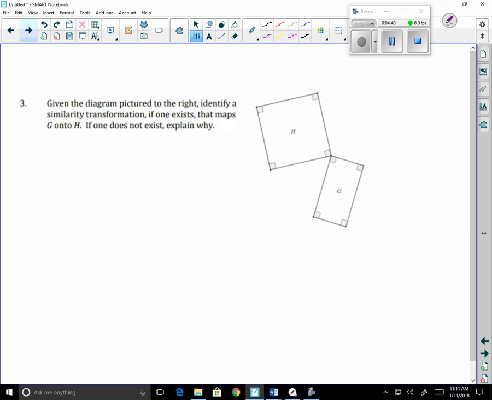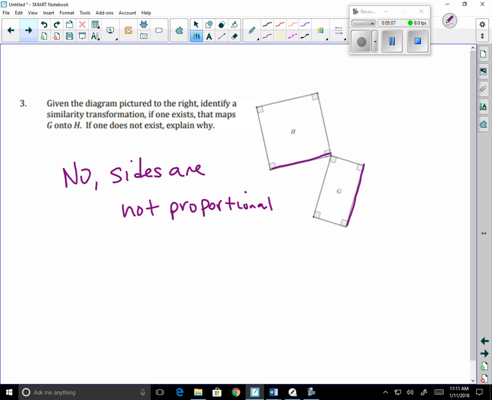Last, it says, given the pictures to the right of shape H and shape G, explain if there is a similarity transformation. The answer to this is no. And the reason why is because the sides are not proportional. If you look at this side, it becomes this side. It got longer, where this one got shorter. That doesn't make sense. So we have something happening here that just doesn't work for us.